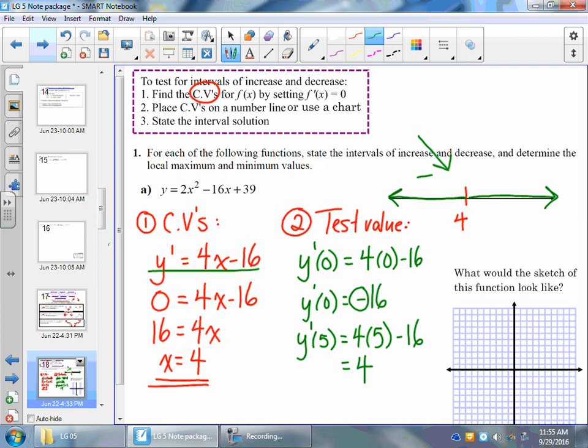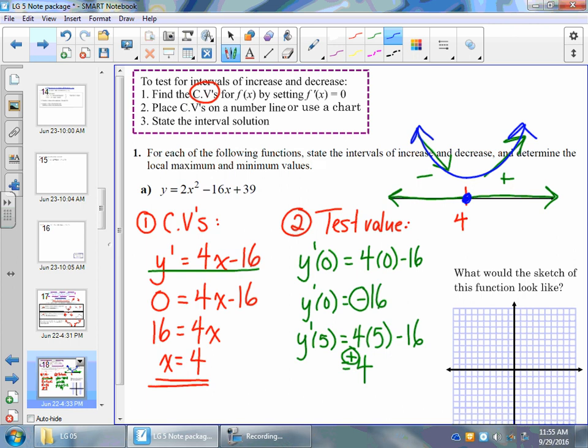Now again, I don't care about the 4. All I care about is that it's a positive. If it's a positive, that must mean my slope is now going up. So looking at that diagram and thinking logically, 4 has to be a minimum. Because remember, critical values are either minimum, maximum, or inflection points. So we've got this here, and basically our graph is going to look something like this.